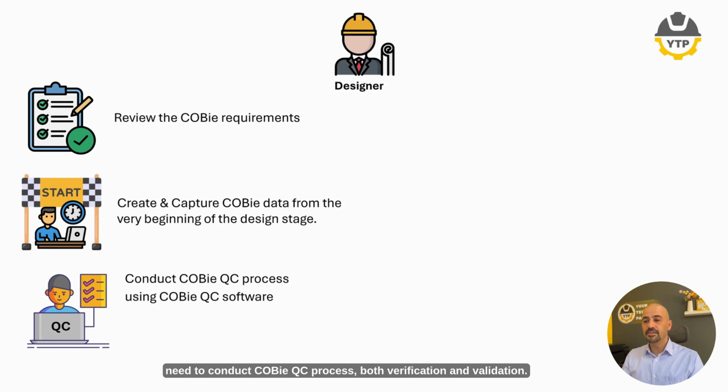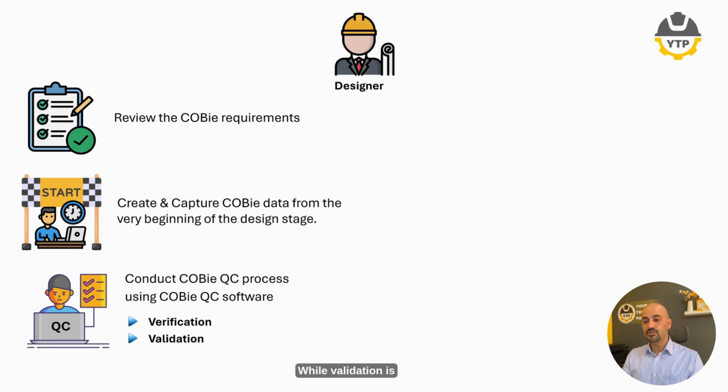Then you need to conduct COBie QC process, both verification and validation. Verification is simply checking that COBie data complies with the technical requirements of the standard, such as data types, relationships, and other defined rules. While validation is ensuring that COBie data matches the project records for that stage.